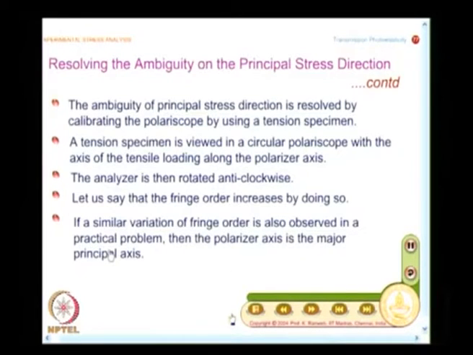I go to an actual experimental model and I identify a point of interest and then rotate the analyzer. If the fringe order increases, then I say the polarizer axis coincides with the major principal stress direction. So, this is the kind of calibration. What is summarized here is, if a similar variation of fringe order is also observed in a practical problem, then the polarizer axis is a major principal axis. So, you need to have some kind of calibration of the polariscope.